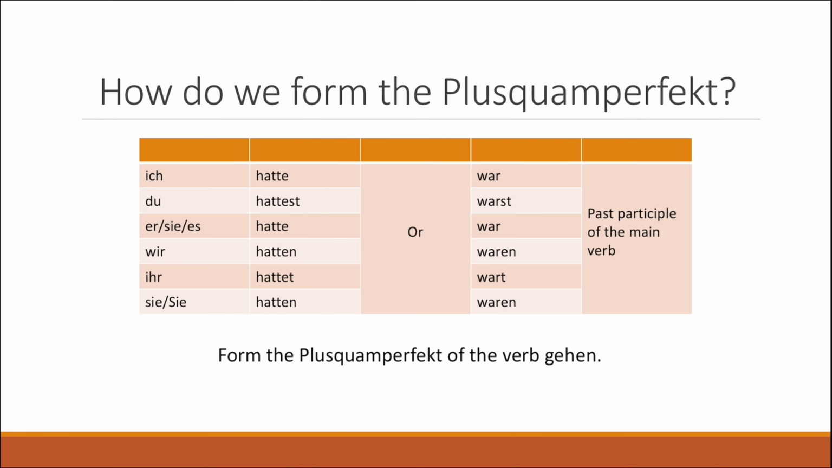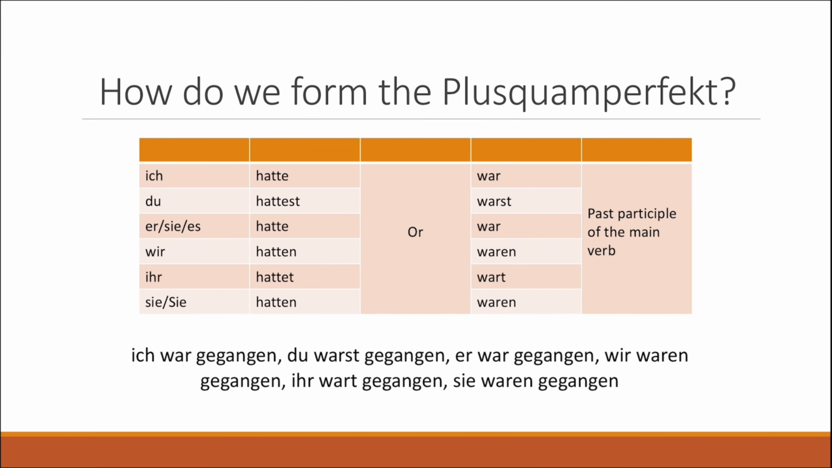Now, before we get into some more complex topics, let's do a small exercise. Try to form the Plusquamperfekt of the verb gehen. I'll give you 2 seconds and then I will give you the solution. The solution is: ich war gegangen, du warst gegangen, er war gegangen, wir waren gegangen, ihr wart gegangen, sie waren gegangen. Now, how did we come up with this?